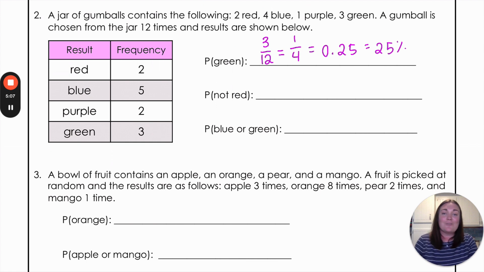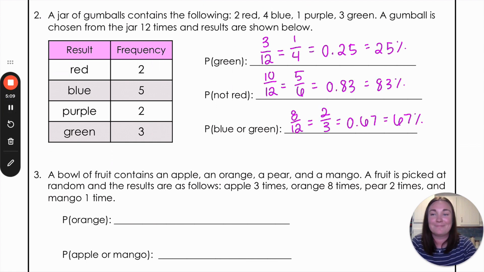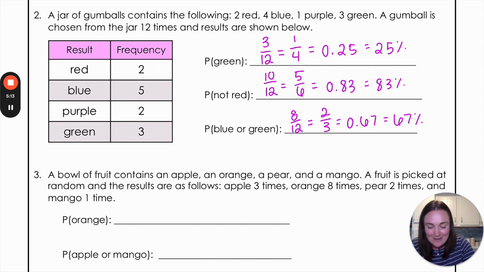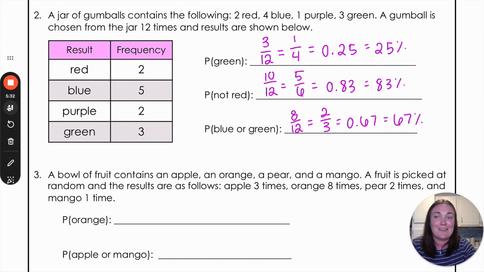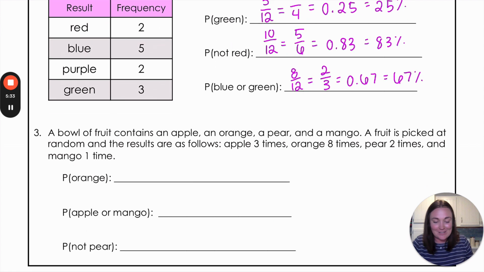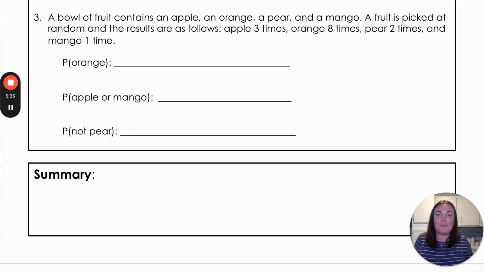All right, go ahead. Now I've done some practice, so try the second two on your own and check your work and see how you did. The probability of not getting red would be the probability of getting the rest of these, which are 10 out of 12. So that simplifies down to 5/6, 0.83, or 83%. Blue or green, we're going to add those two together. So blue and green together give us 8 out of those 12 times we did that total, which simplifies to 2/3, 0.67, or 67%.